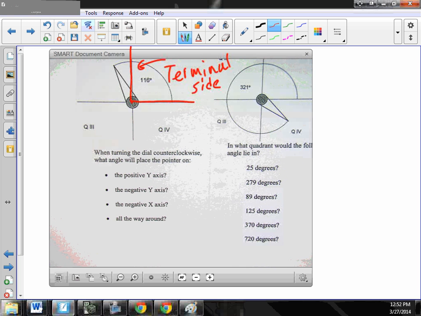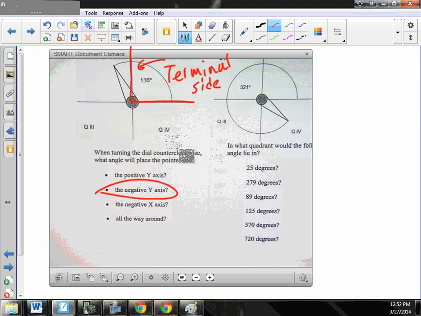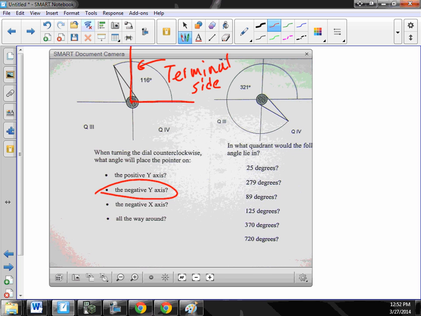Okay? So how far do I turn the dial so the terminal side ends at the negative y-axis? If I turn my little dial over here, 270. What about the negative x-axis? That would be negative 180. What about all the way around? 360. Okay? Easy stuff, right? In what quadrant would the angle 25 degrees land in? 1. How come?